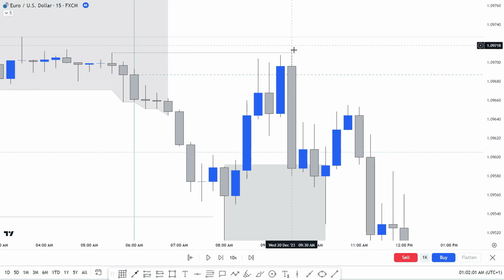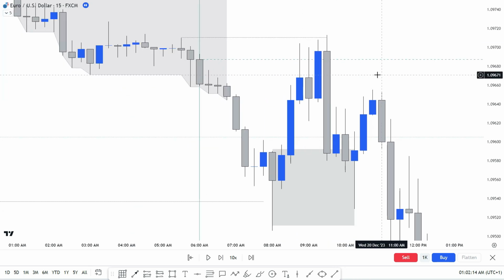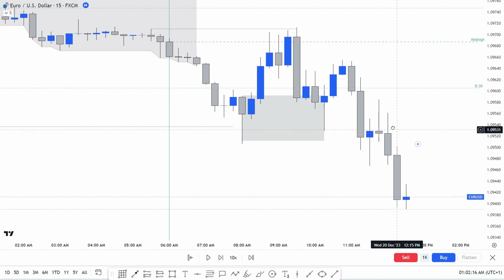And what happened next after the sweep? A massive displacement to the downside. So how then does this help, or how does this facilitate our entry? How does this give us an idea of what we should be doing?